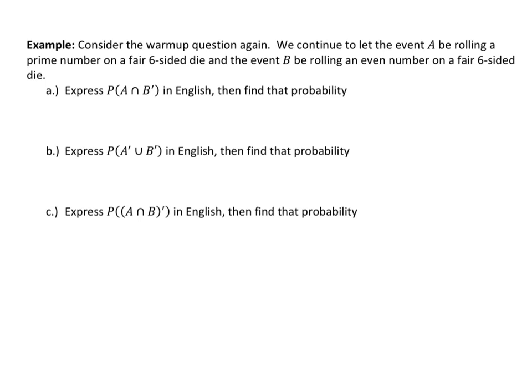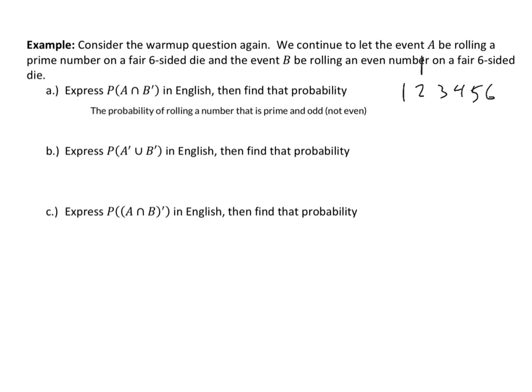So pause the video for a moment, try writing that out, and then we'll check in and see how you did. So hopefully you got that this is the probability of rolling a number that's prime, and also not even, so prime and odd. And so if I wanted to find that probability, I'm again going to go look at my sample space, 1, 2, 3, 4, 5, 6. I want numbers that are both prime and odd.